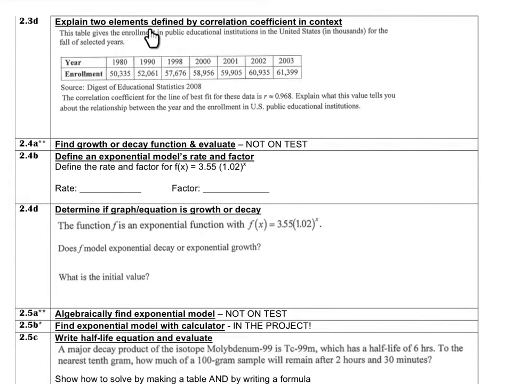2.3d, explain two elements defined by the correlation coefficient in context. Again, we're back to our public education enrollment by various years example here. It says the correlation coefficient for the line of best fit for this data came back at approximately 0.968. Explain what this value tells you about the relationship between the year and the enrollment.